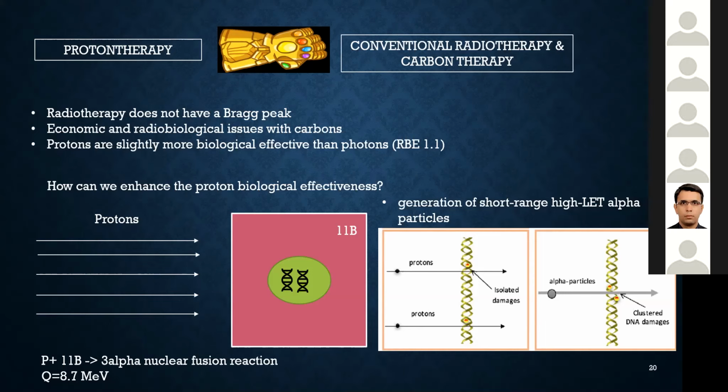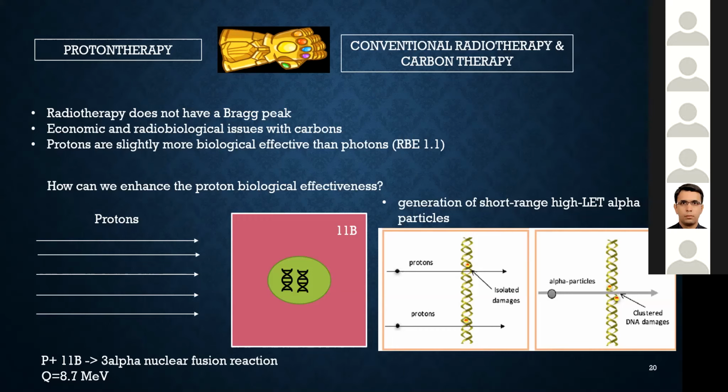But when we compare with carbon therapy, we know that carbon therapy is used for more radio-resistant tumors, right? But we know that carbon therapy has economical and radiobiological issues. We still have some doubts about the radiobiological effect on the tissue. And so we are thinking, okay, proton therapy is okay, but protons are just a little bit more biologically effective than photons. So how can we enhance the biological effectiveness?